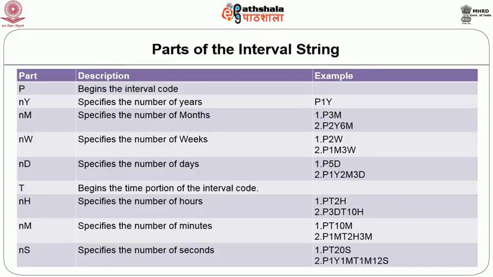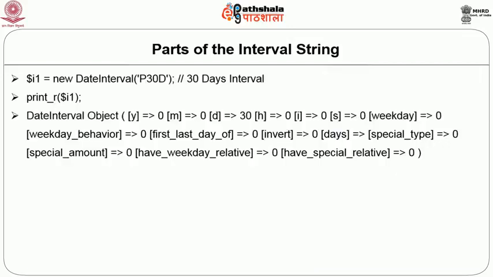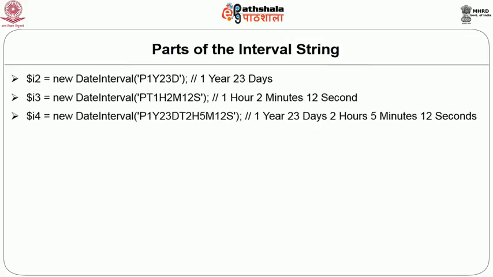If you write P for the beginning of the interval code, if you write P2Y, that means 2 years. If you write P3M, that means 3 months. P2Y6M means 2 years, 6 months as a span. In the same way, number of weeks, number of days, etc. This is one example: if you write new DateInterval P30D, it will store an interval of 30 days, and when you print it, it will show this array, the value it stores. You can write new DateInterval P1Y23D, so 1 year 23 days. PT1H2M12S means 1 hour 2 minutes and 12 seconds, and you can provide P and T both combined also when you assign it.